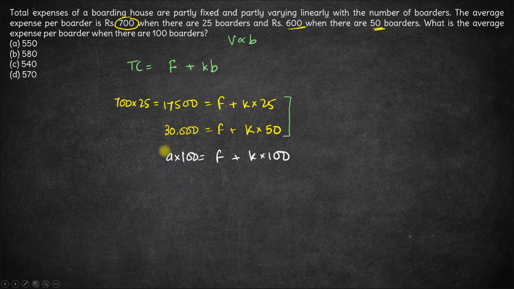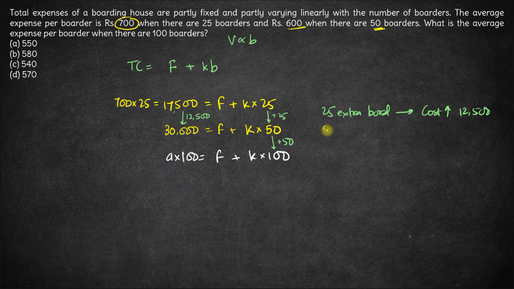This is one way. But a better way would be, see, the total cost increased from 17,500 to 30,000. Basically it increased by 12,500. Why did it increase by 12,500? Because the number of boarders increased by 25. Now this part is same. Because of 25 extra boarders, the cost increases by 12,500.